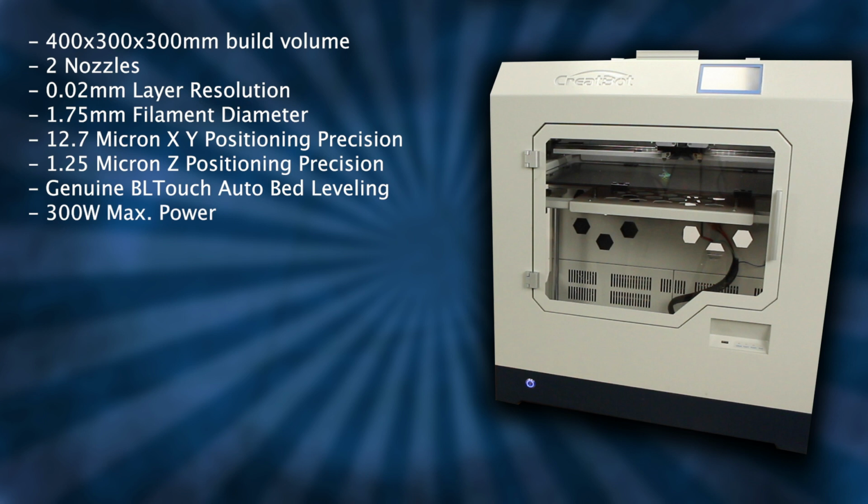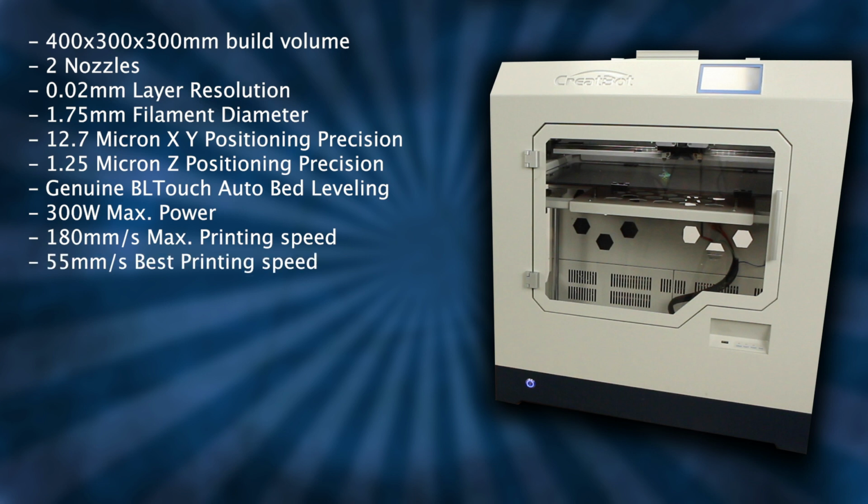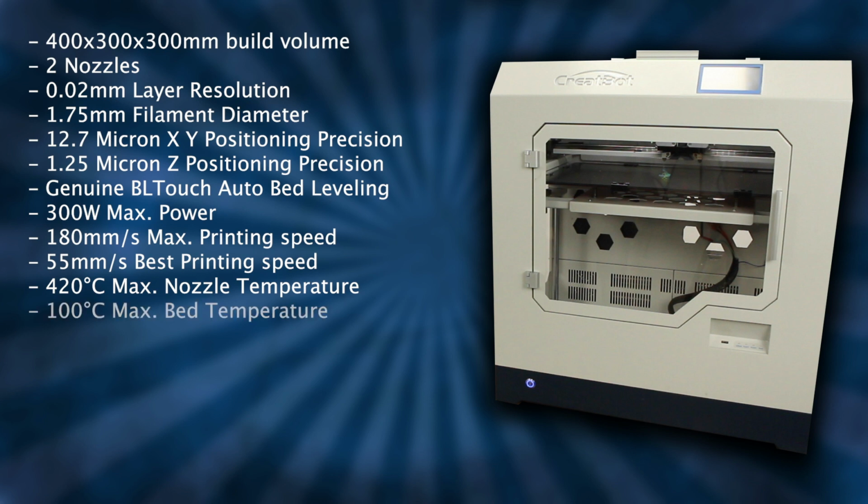It uses a max power of 300 watts and can achieve speeds of up to 180 millimeters a second for printing speed, with the best speed being listed at about 60 millimeters a second. And it is very high temperature, as I mentioned, with those high temp nozzles. It can go to 420 degrees Celsius with a max bed temperature of 100 C and a max cabinet temperature or ambient temperature in the enclosure of 70 degrees Celsius.